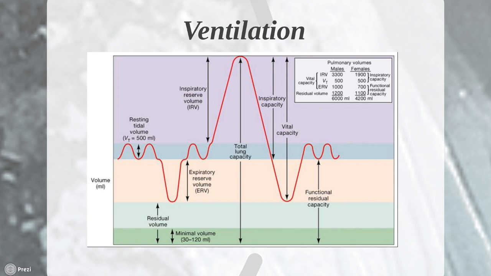Next is expiratory reserve volume. This is the amount of air forcefully exhaled after the end of normal expiration. The average expiratory reserve volume is 1100 milliliters. The fourth volume, which cannot be measured indirectly, is residual volume.